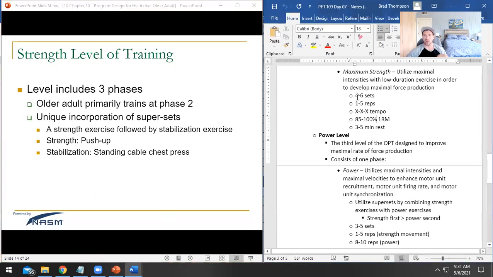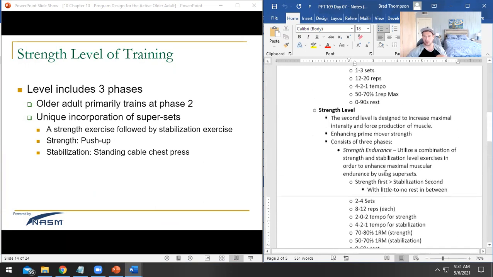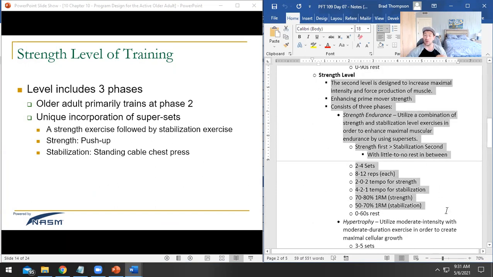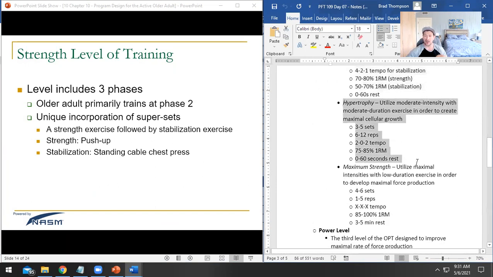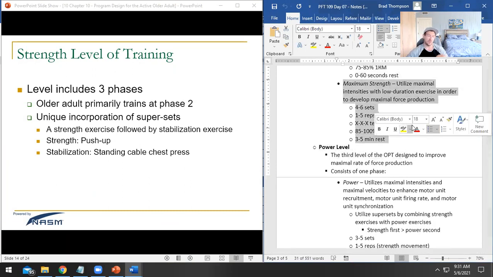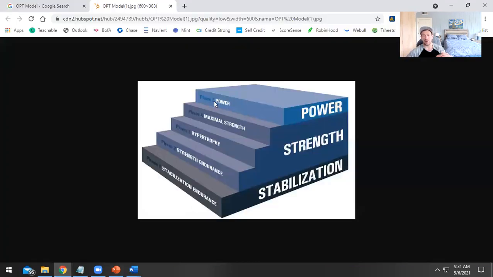So now we've worked at very, very high intensities, and we've been increasing our force production, right? We learned how to produce force, then high levels of force, even higher levels of force, then maximum levels of force. So we've gotten stronger and stronger as we've worked our way up the OPT model. But now we're going to get to the power phase where we work on rate of force production. Now we're going to try to improve how quickly we can produce that force.